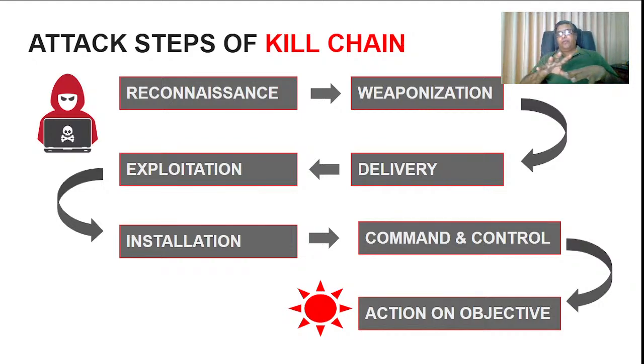So attack steps of the kill chain are reconnaissance, then weaponization, delivery of the weapons, then exploit, install certain software or tools and take the command and control of the asset. Finally, take the action on objective.